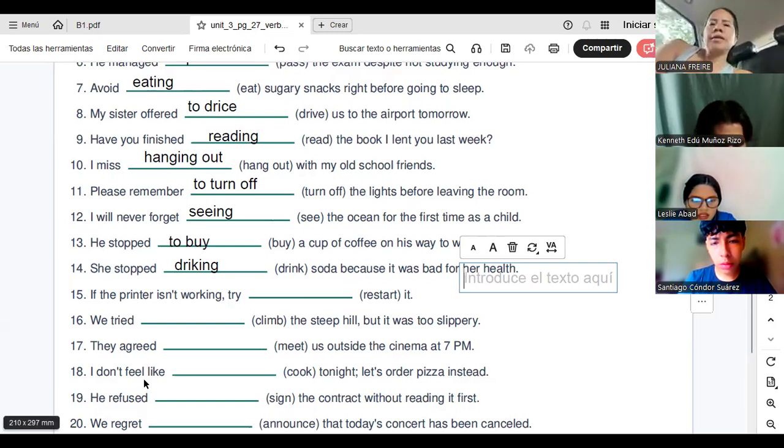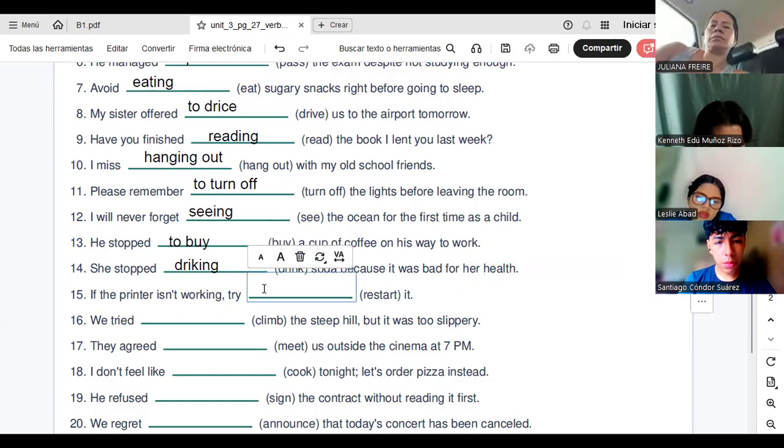Juliana. If the printer isn't working, try. Try is one of the most difficult ones. What do you think? Could be both. If the printer isn't working, try to restart. Restart it. Remember we use. No está funcionando. Sí, pero no terminaba de funcionar. If the printer isn't working, try restarting it. Okay, I'm going to explain you why.